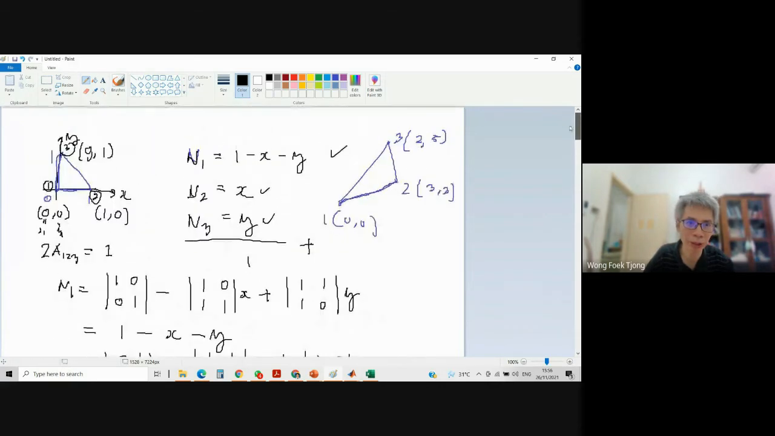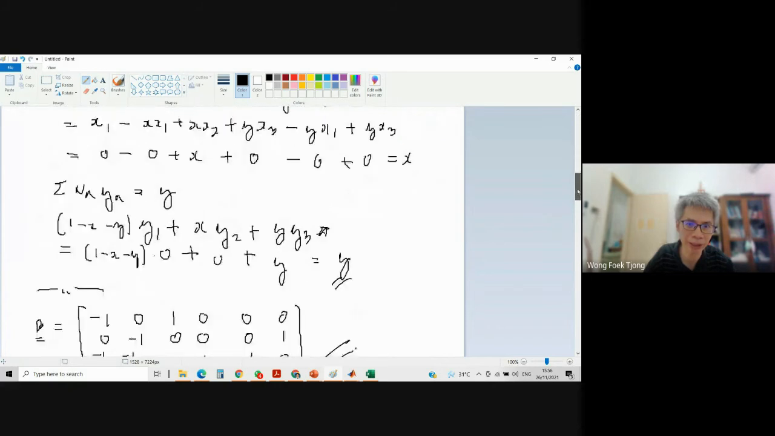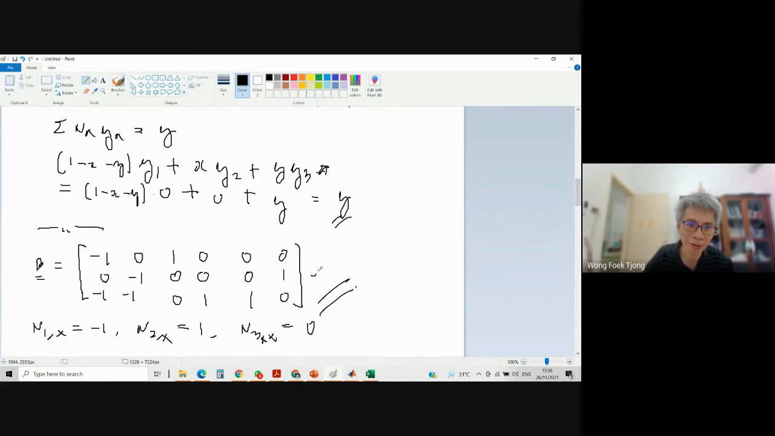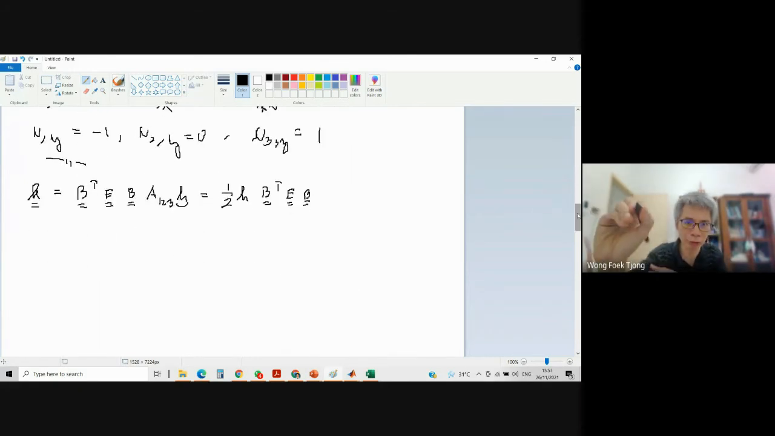We don't have information regarding the thickness of this element. Let's say just H, the thickness, that's invariable. The area is 1/2, so we have 1/2 H, B transpose E B. We already know B because it only contains 0, 1 and -1. But we should calculate the matrix E, which depends on the situation, whether plane stress or plane strain.